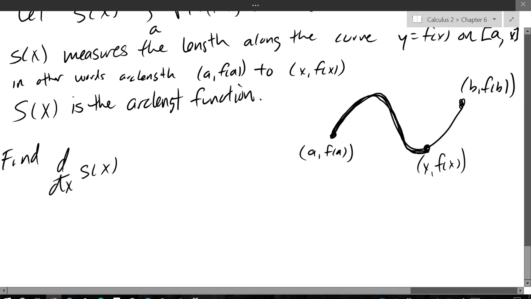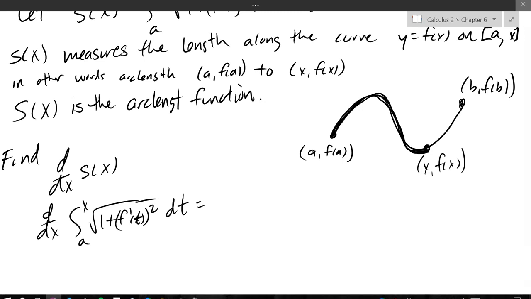So we're going to find the derivative of s of x, which is the integral from a to x of the square root of 1 plus f prime of t squared dt. This derivative is super easy if you know what you're doing. Who knows what they're doing and can tell me the derivative?